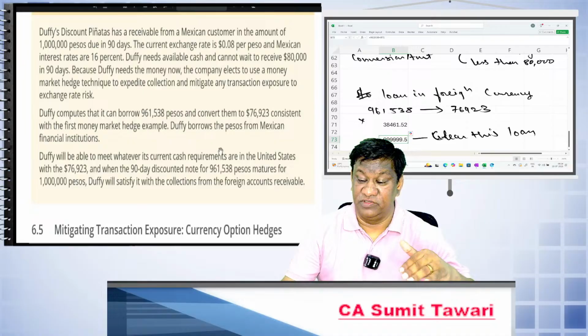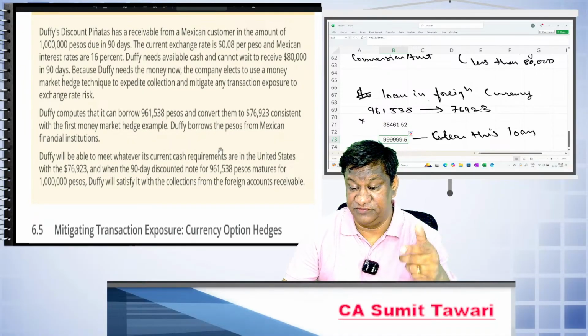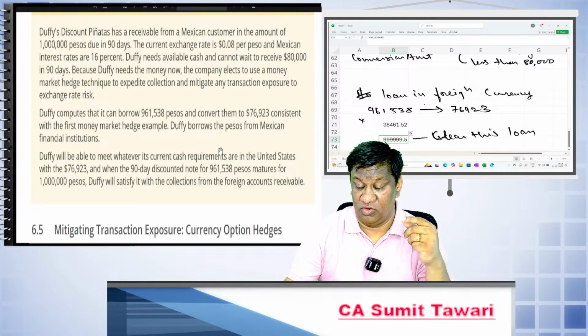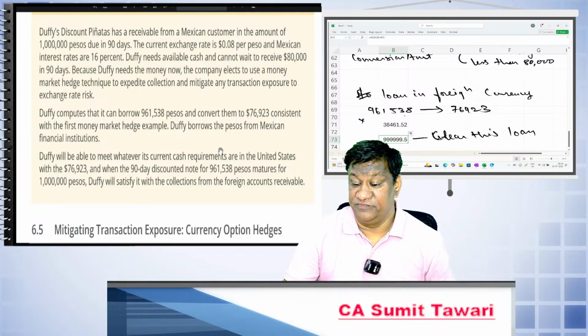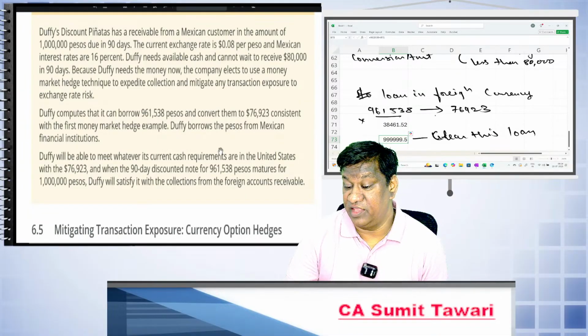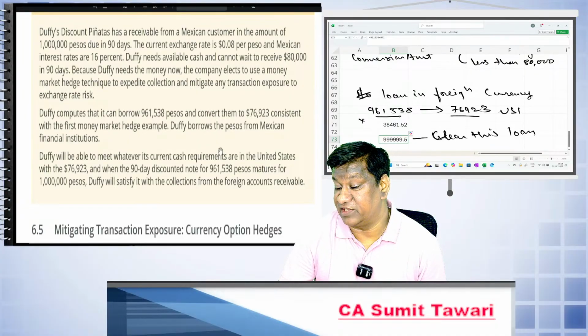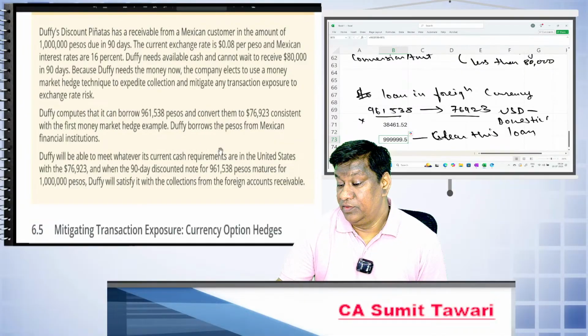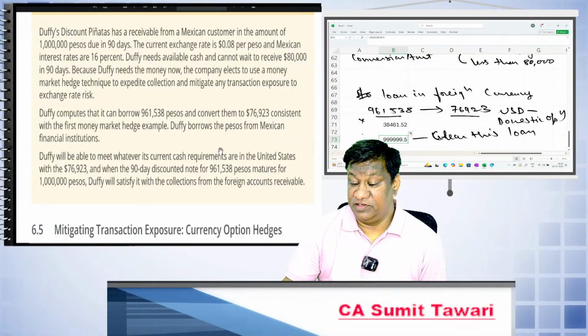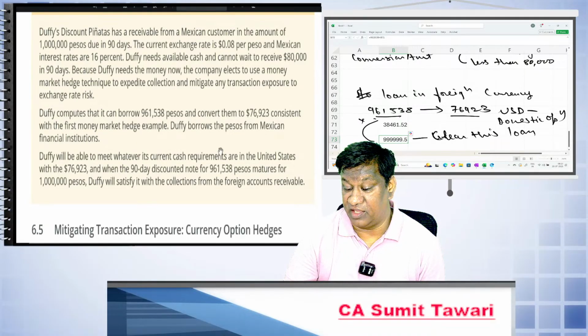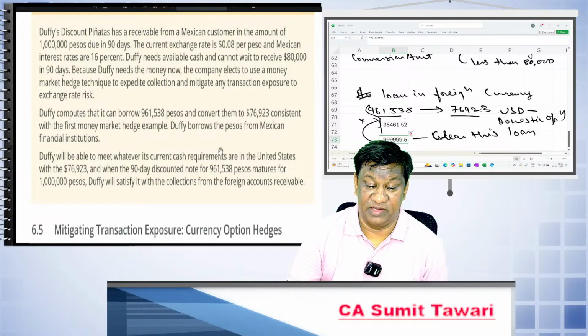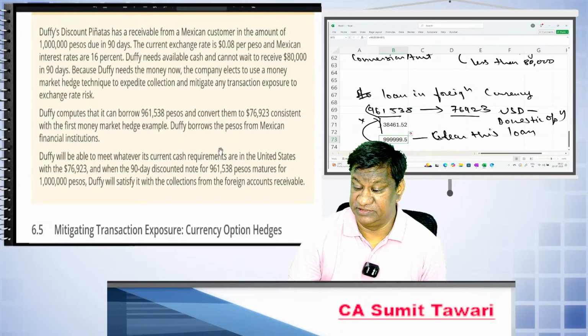Okay, the same calculation I did: I take the loan in foreign currency, which I converted to USD after paying the interest, and that amount I can utilize for my domestic operation. Okay, and when I receive the amount from my customer, whatever amount I receive, I apply it for payment of principal as well as interest. Okay, so this way I can do a receivable money market hedge.